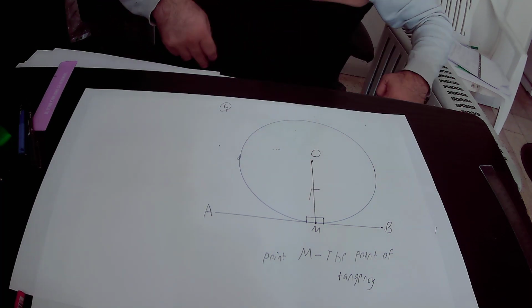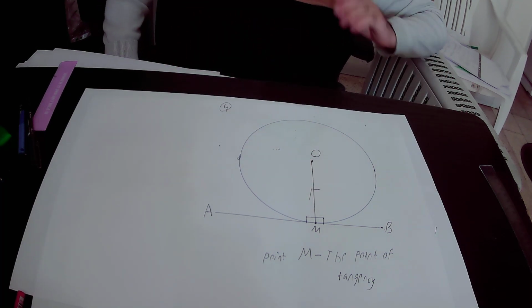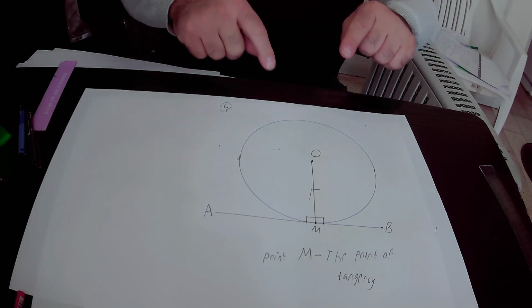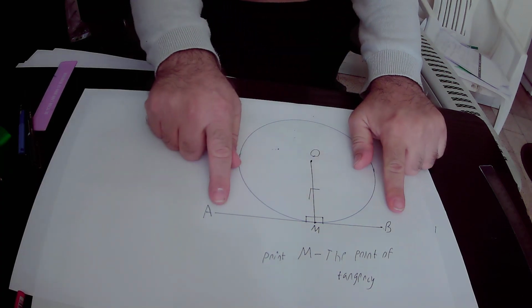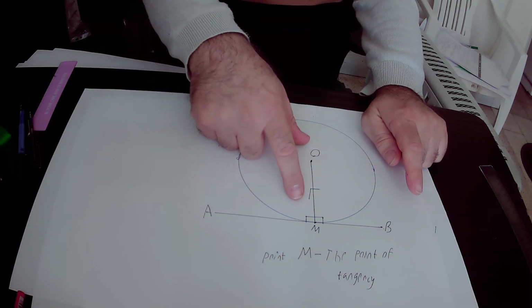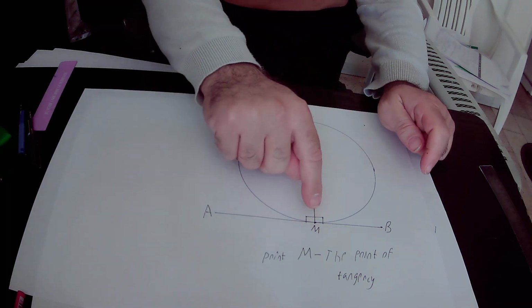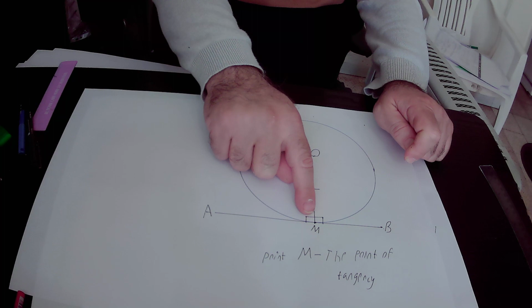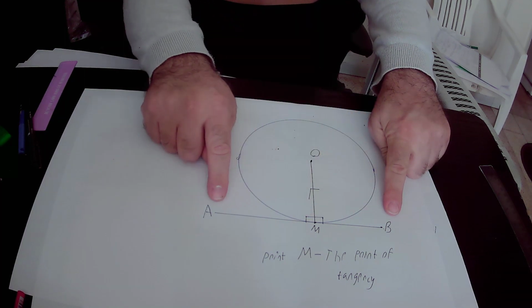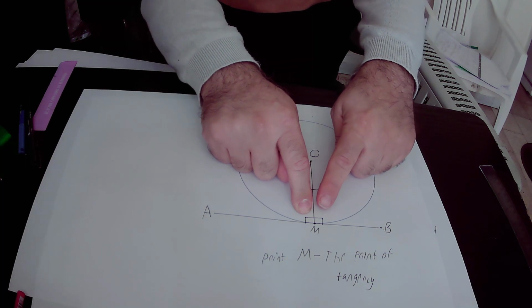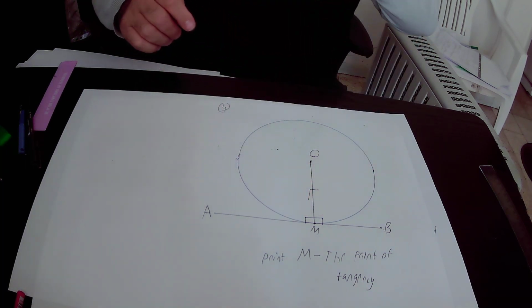So I'll repeat rule number 2 again. According to rule number 2, a tangent to a circle, that is to say tangent AB, is perpendicular to the radius drawn to its point of tangency. This radius, the radius OM, is drawn to the point of tangency, that is to say to point M. Therefore, the tangent AB is perpendicular to this radius, that is to say this angle equals 90 degrees and this angle also equals 90 degrees.